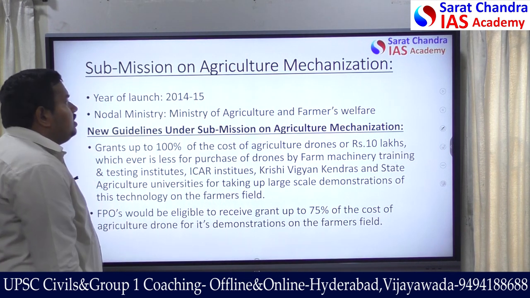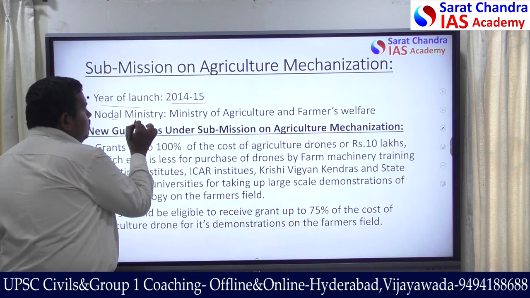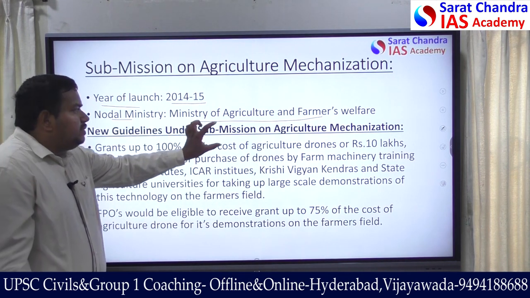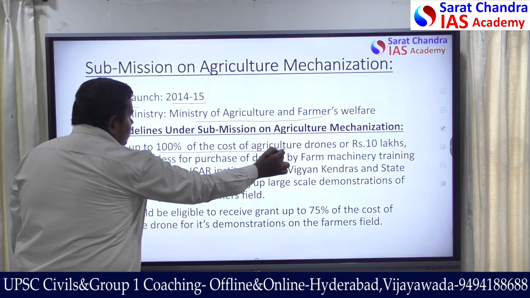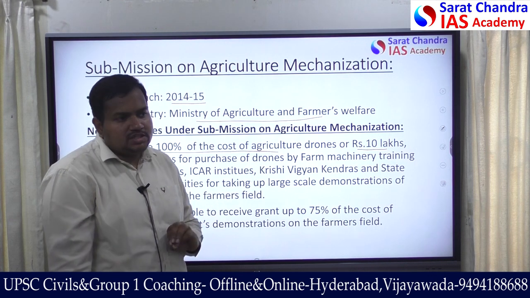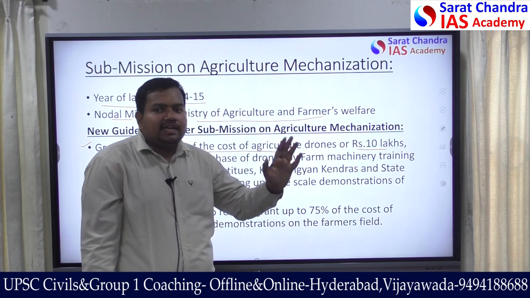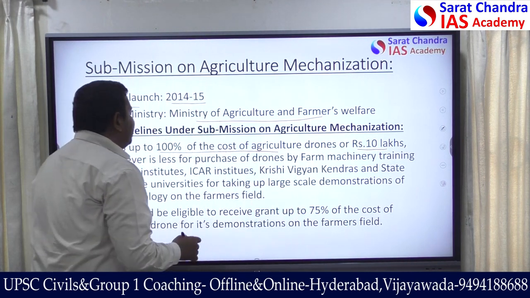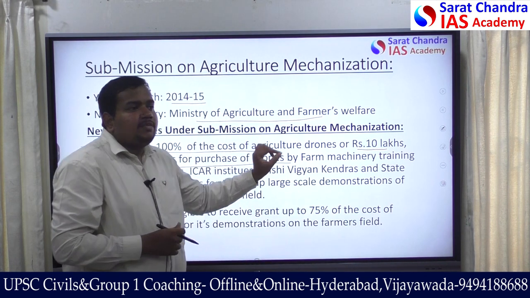Next, Sub-Mission on Agricultural Mechanization. What is the year of launch? 2014-15, and the nodal ministry is the Ministry of Agriculture and Farmers Welfare. So, what are the new guidelines under the Sub-Mission on Agricultural Mechanization? First guideline, grants up to 100% of the cost of agriculture drones or rupees 10 lakhs. That means if an agriculture drone costs less than 10 lakhs, 100% will be given, and if more than 10 lakhs, up to 10 lakhs will be given. Either 100% cost or rupees 10 lakhs, whichever is less, for purchase of drones by some organizations.